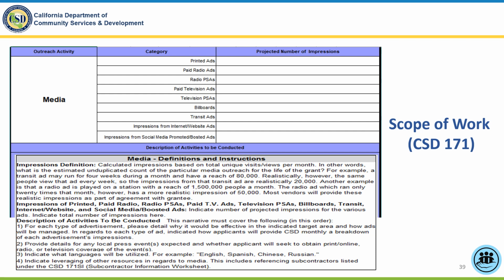As mentioned earlier, media covers a wide range of activities, such as newspaper ads or printed ads, ads run on the side of a bus or transit ads, or a banner that appears on a website, just to name a few. Now, let's move on to collateral messaging.